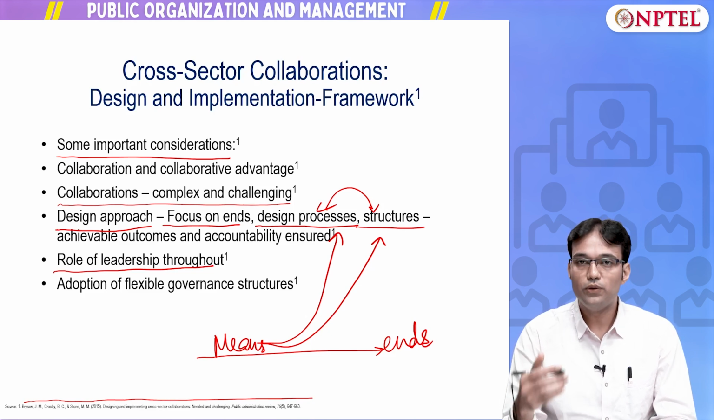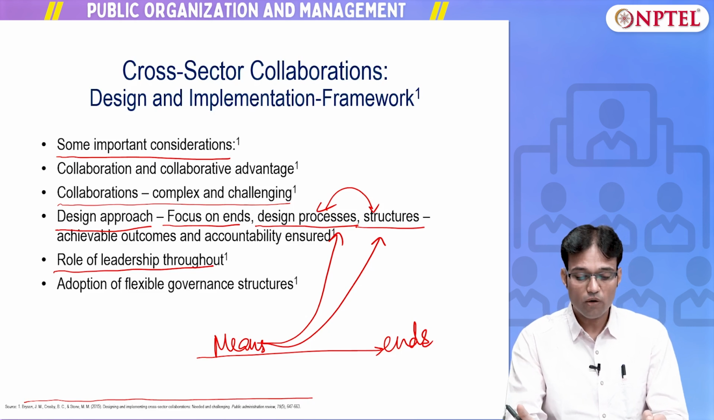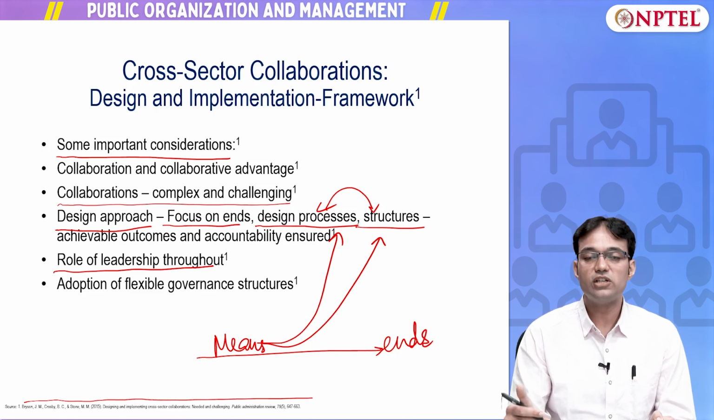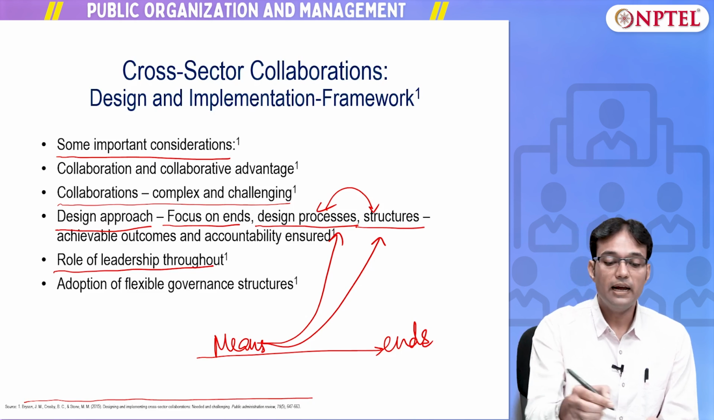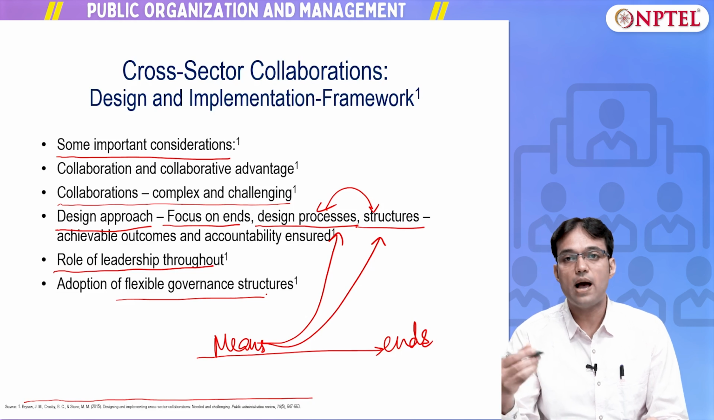I will go into the details of this particular role when I talk about the concept of leadership as the intersection between design processes and the structures. Okay. Finally, the authors suggested adopting a flexible governance structure. It means a flexible governance structure which can adjust depending upon the requirements throughout the entire life cycle. Things can change. We cannot anticipate something which is going to happen in the future.